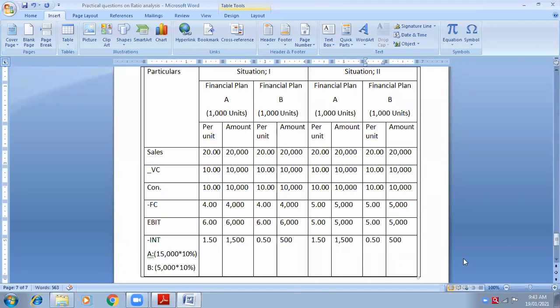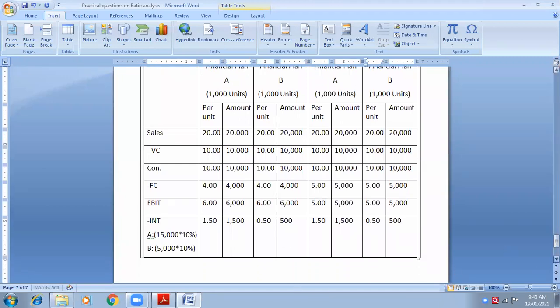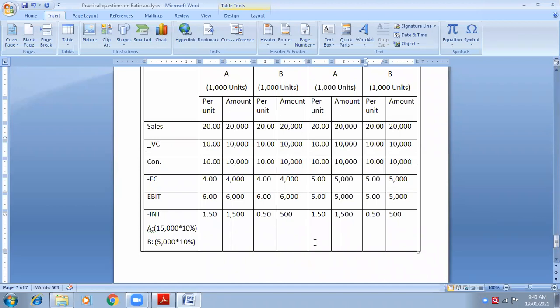Okay. Is it clear this much? Yes, ma'am. Now all these amounts will have to be deducted. So you will put all these amounts into brackets. Not per unit, but only the amounts column will be put into brackets. Now, can you tell me what will I get?